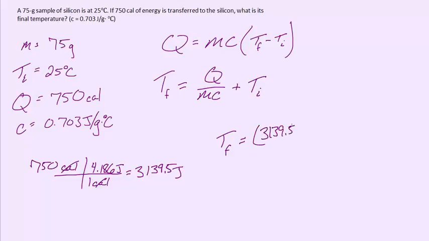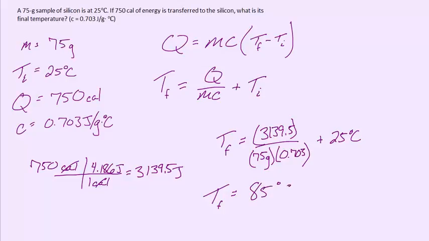Now, if we plug in our joules of energy for Q, we can solve for our final temperature. So 3,139.5 joules divided by our mass of 75 grams multiplied by our specific heat of 0.703, plus our initial temperature of 25 degrees, will give us a final temperature that is equal to 85 degrees Celsius.